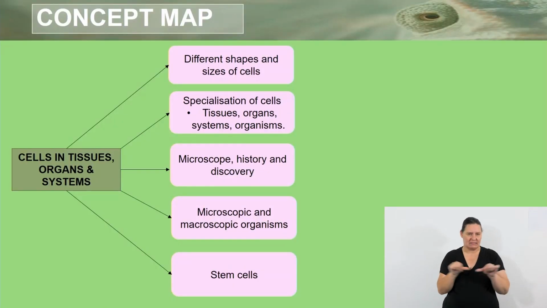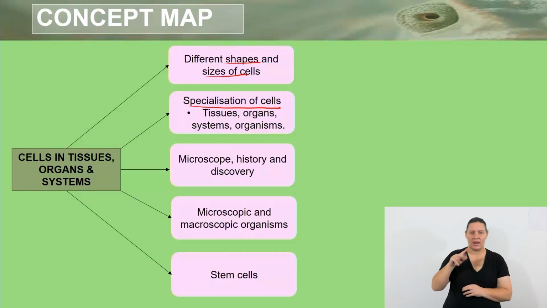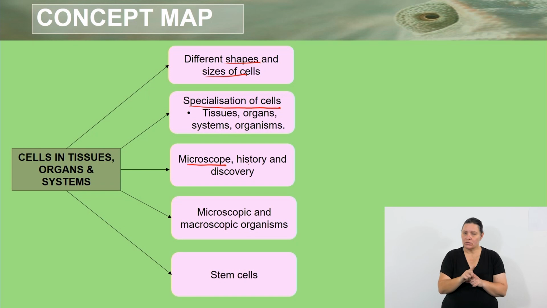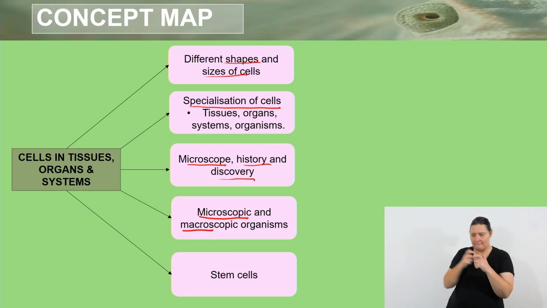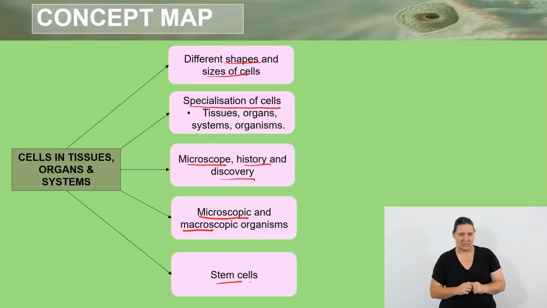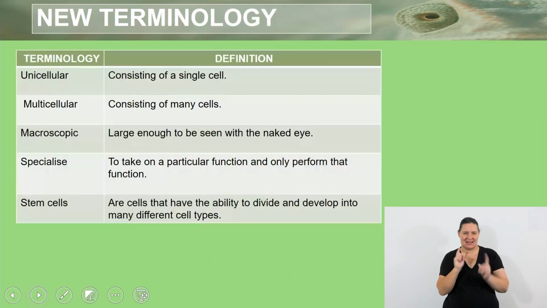So during this lesson, we looked at the shapes and the sizes of cells. We also spoke about specialization of cells, tissues, organs. We looked at systems and organisms. We also spoke about the microscope and the history and discovery of it. We then looked at microscopic and macroscopic organisms, and then we spoke about stem cells.